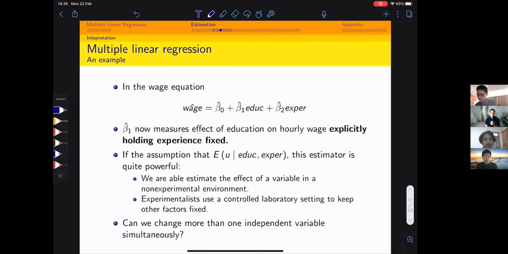Now, what are we interested in? Of course, we're interested in beta one hat and beta two hat. Let's take a look at beta one hat. Beta one hat measures the effect of education on hourly wage, explicitly holding experience fixed, okay? So this is what we mean by controlling for experience. By controlling for experience, we can disentangle whether this is the effect of education or the effect of experience, okay?